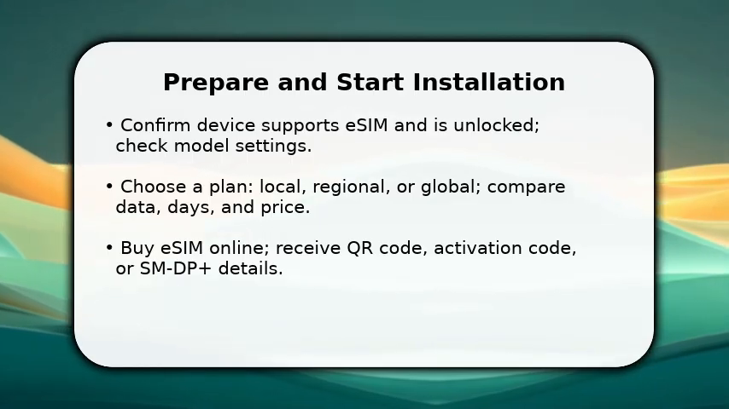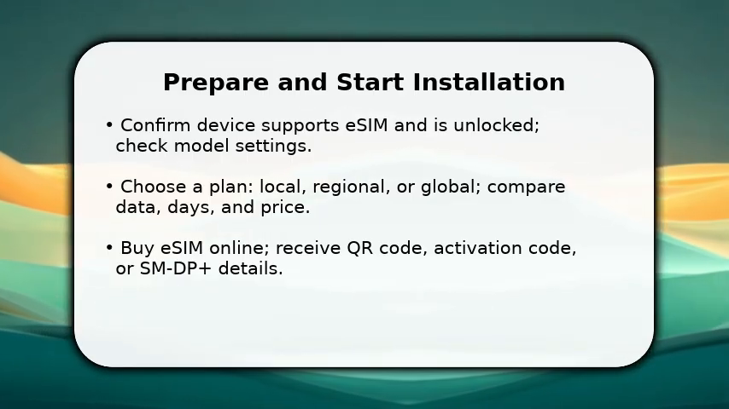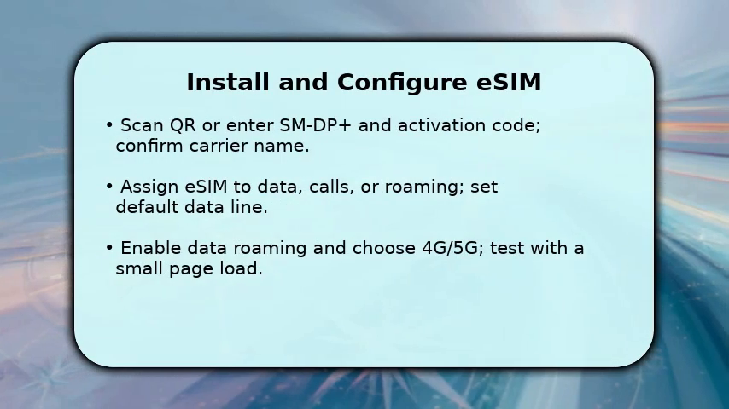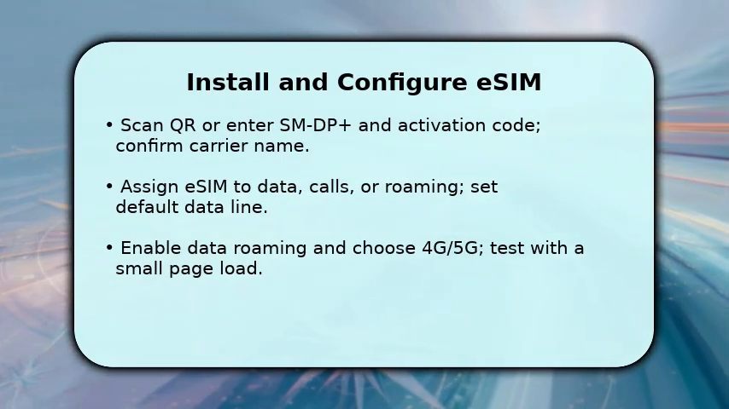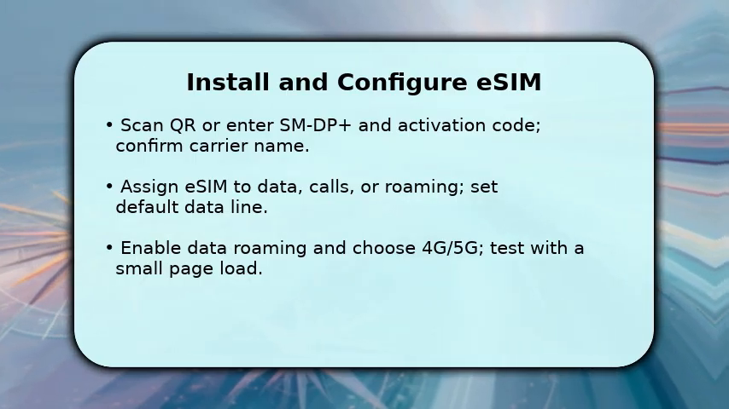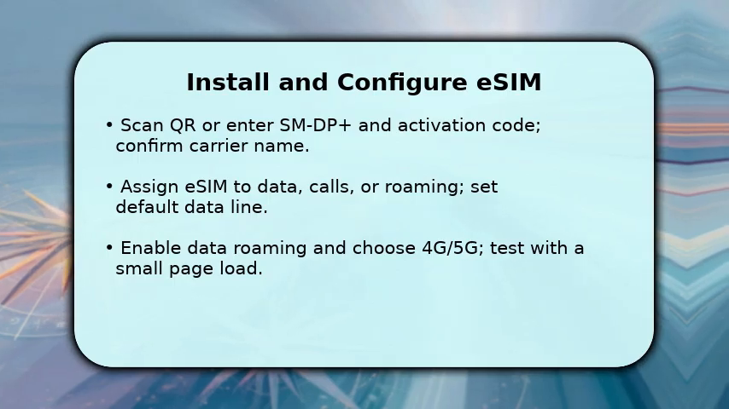Tap Add Mobile Plan to start the import. Follow on-screen prompts to scan or paste the code. You now complete the detailed installation. Scan the QR or manually enter SM-DP+ and activation code. This registers the eSIM profile on your device.